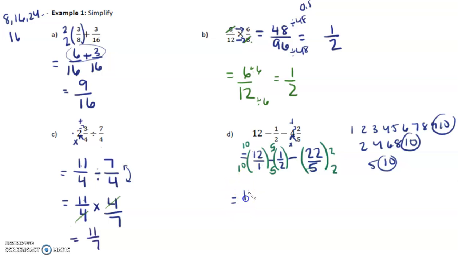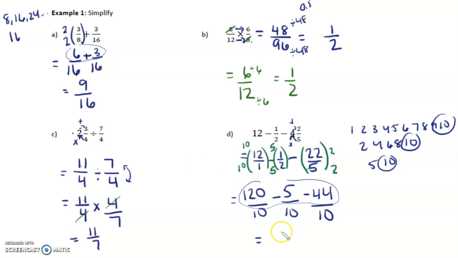So I get 120 over 10 minus 5 over 10 minus 44 over 10. And all we have to do is add or subtract the numerators. 120 minus 5 minus 44 is 71. So I get 71 over 10.